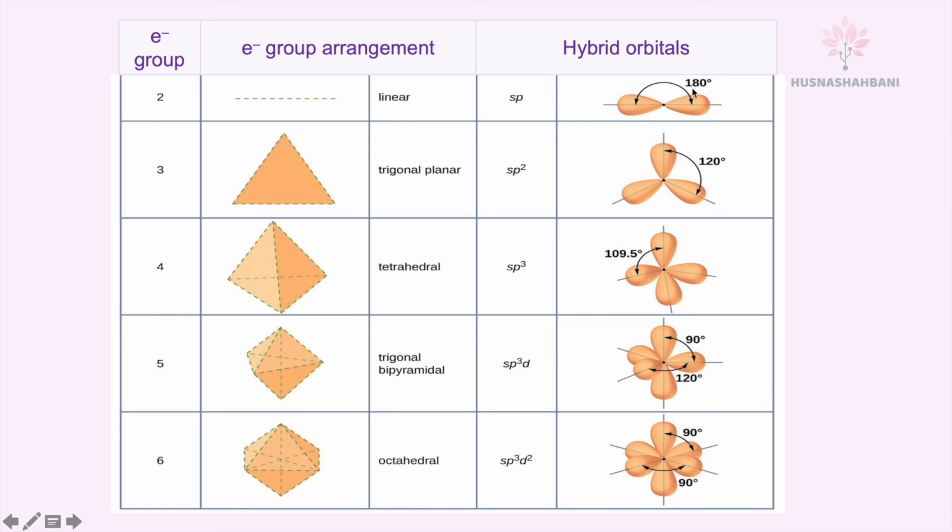If linear, 180 degrees. Trigonal planar, 120 degrees. Tetrahedral, 109.5 degrees. Trigonal bipyramidal: the one on top to the plane is 90 degrees, the one below to the plane is 90 degrees, and between the three on the plane it is 120 degrees. Octahedral: all 4 on the plane are at 90 degrees, the one on top with the plane is 90 degrees, and the one below with the plane is also 90 degrees.